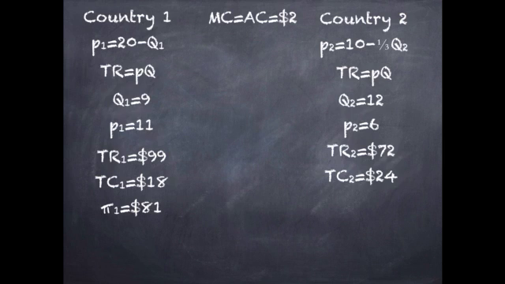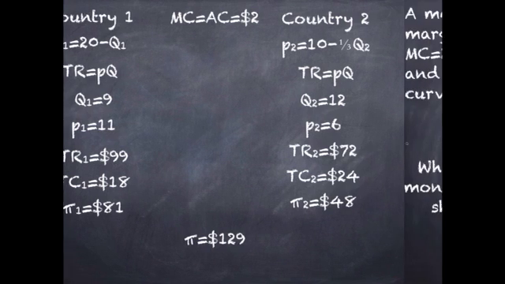And when I subtract the total cost in country 2 from the total revenue in country 2, I get a profit of 48. And when I add the profits for the two regions together, I get a profit total for selling to both countries of $129.